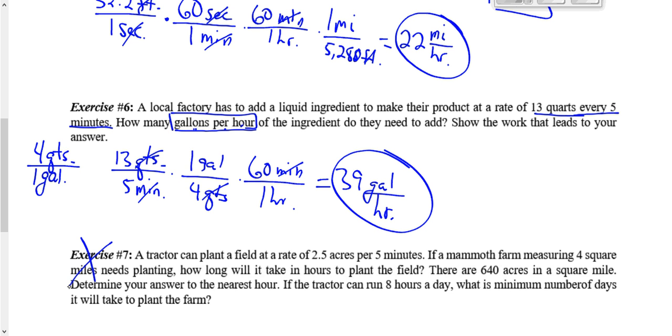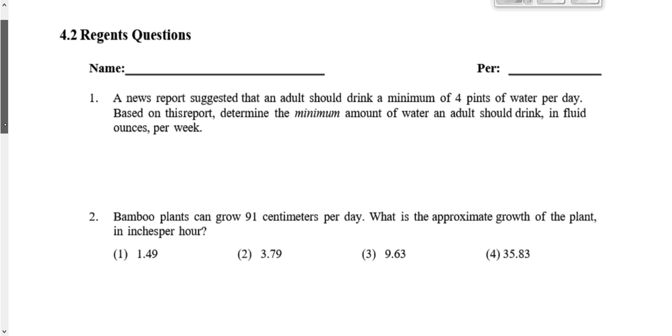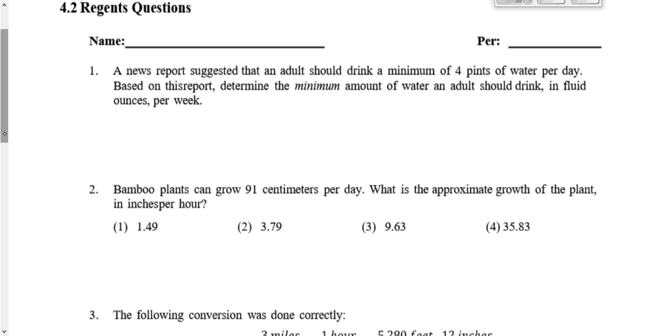You're going to need your conversion charts. Let's take a look at the first one. You got your conversion charts with you? Okay. So you guys read this over on your own and see if you can set it up. The thing that they ultimately want is what in this? Ounces per week. So that's your goal to get to, right? So everything has got to cancel except for ounces and weeks.